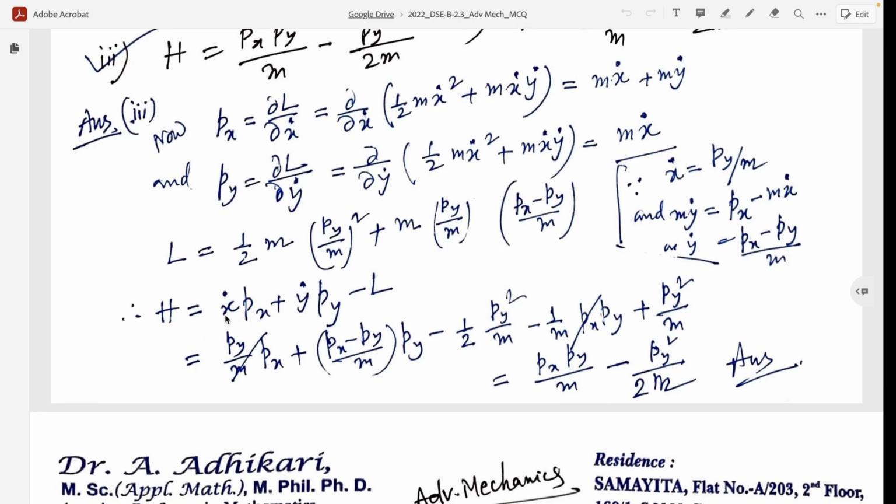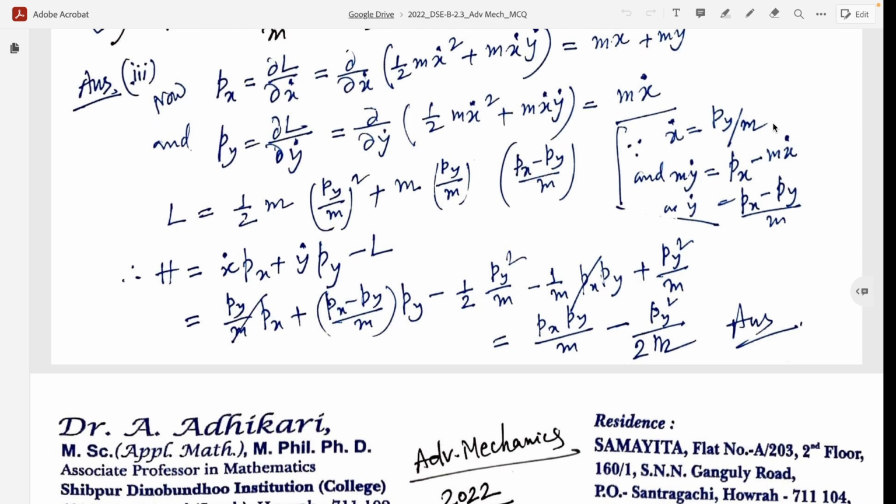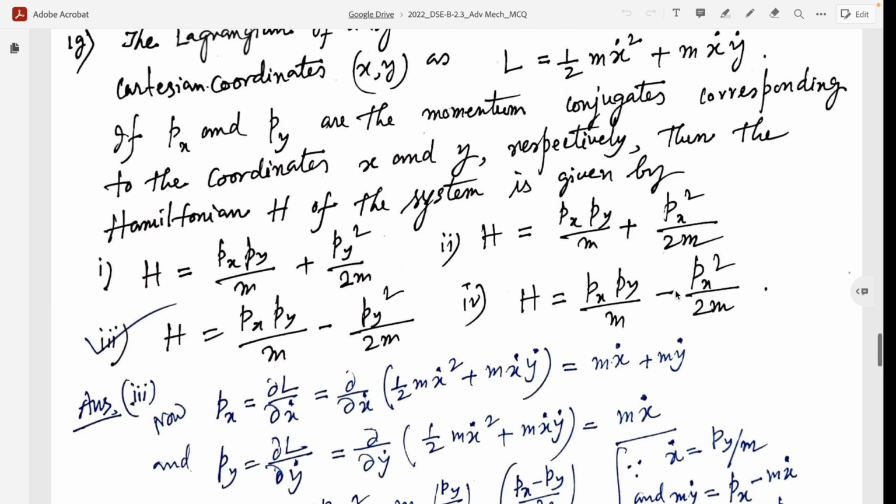Hamiltonian H equals the summation of p into q dot, so x dot px plus y dot py minus L. So x dot is py by m and y dot equals (px minus py) by m, into py, minus L, and the value of L equals this. After simplification, we get the result px py by m minus py square by twice m, which is the correct answer.